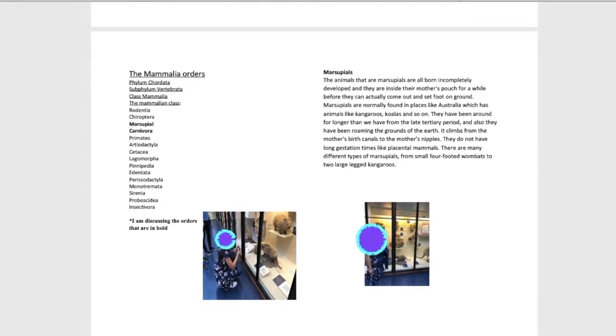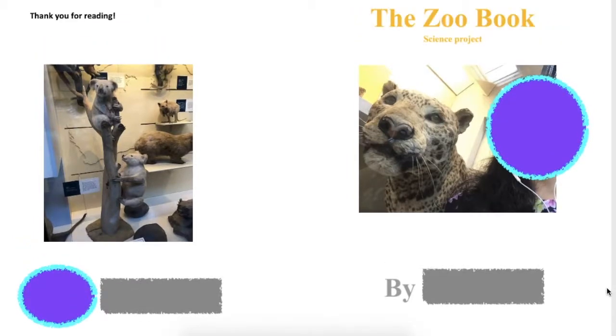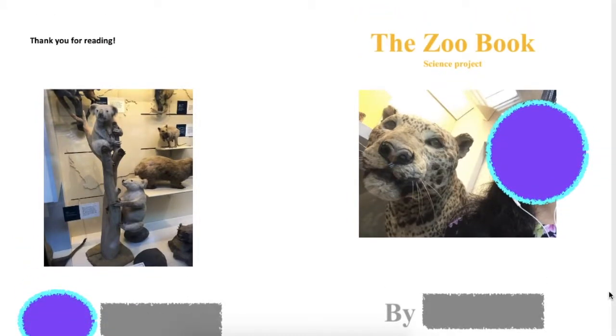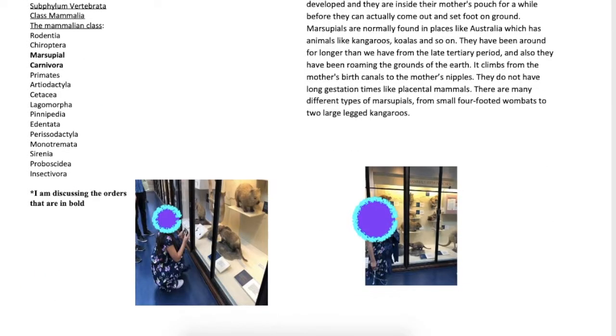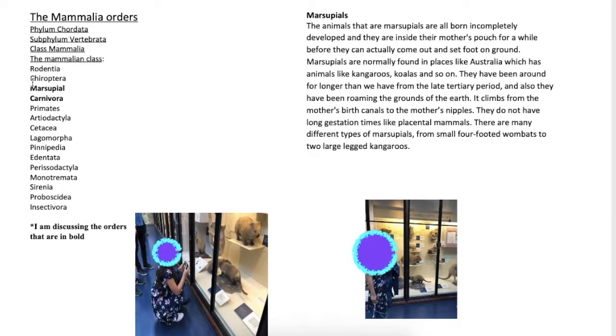I picked mammals. So I started my zoo book off with a good old selfie and I wrote my name and my year. I made a list of all the options that I could choose from and I made the subject that I chose in bold. Then I started with my very first topic, which was marsupials.